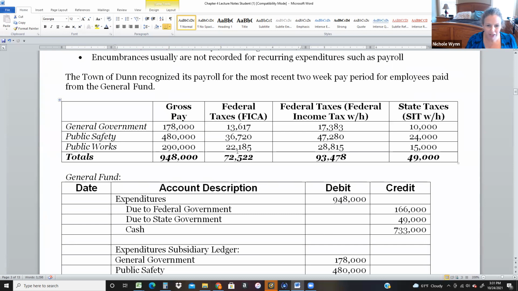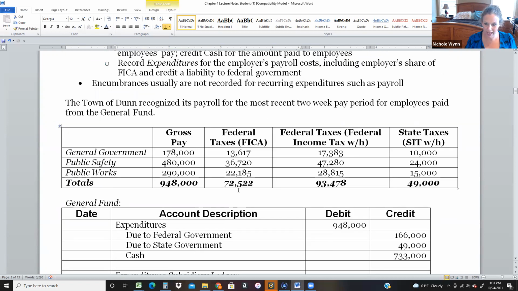So we are going to match the FICA. The FICA is 72,522. And so we're just going to match that.